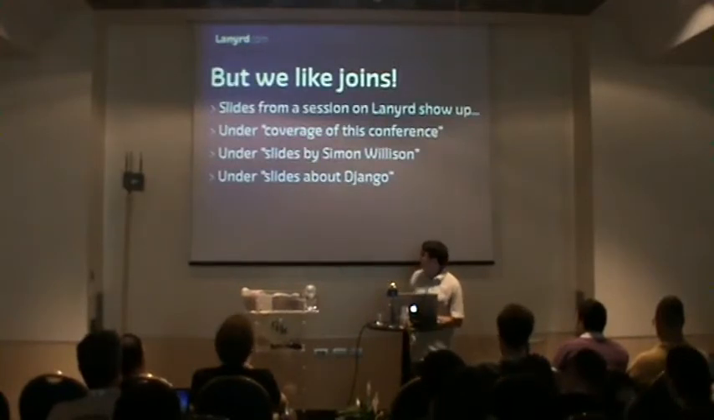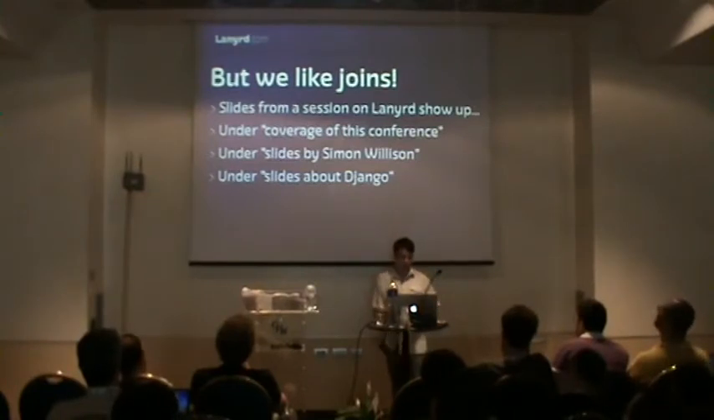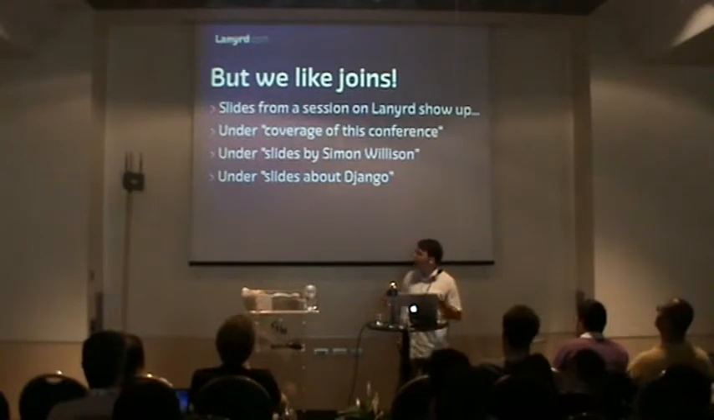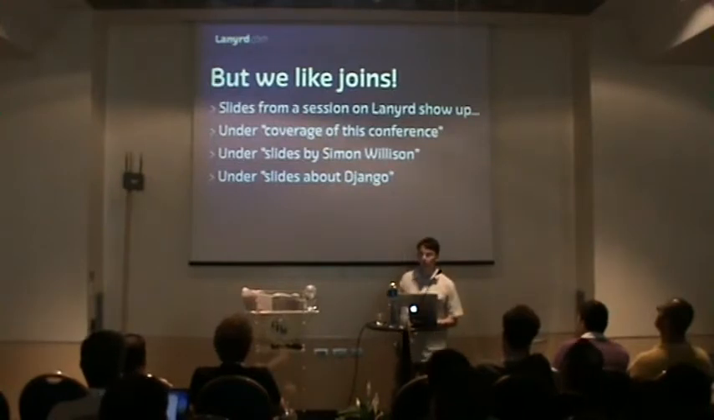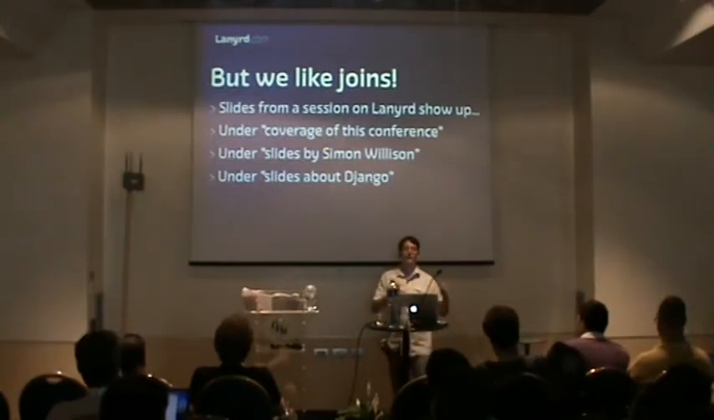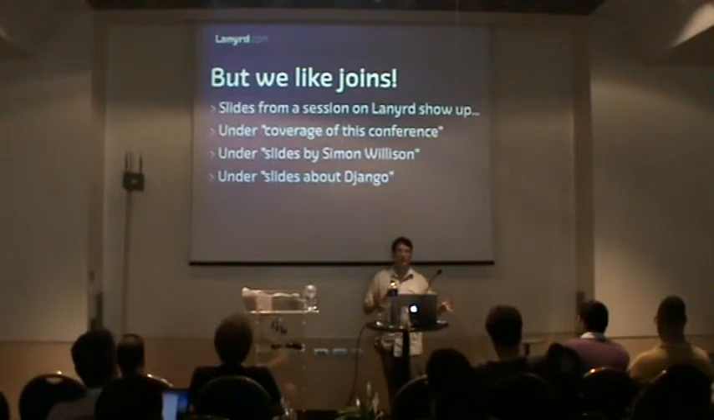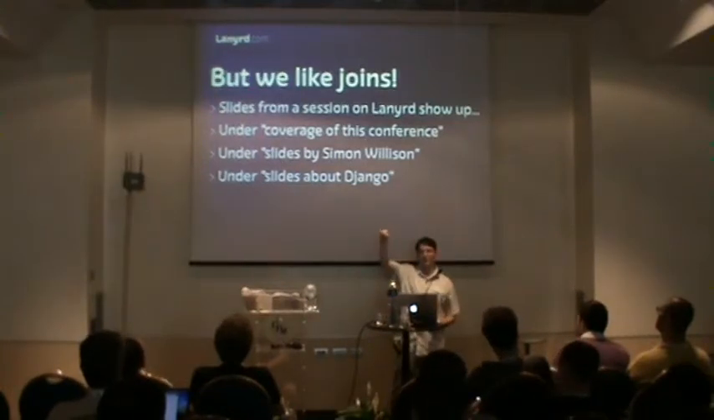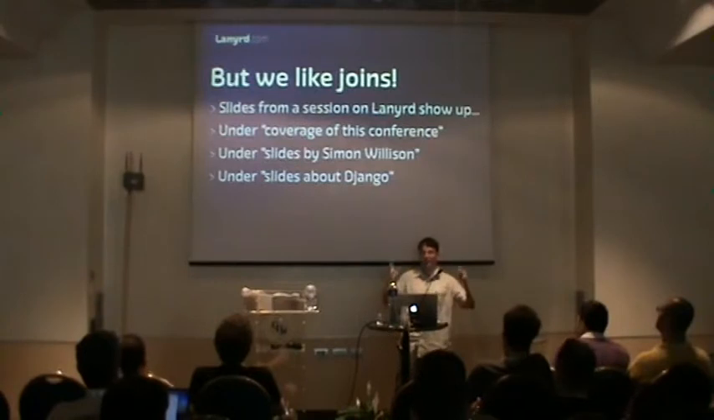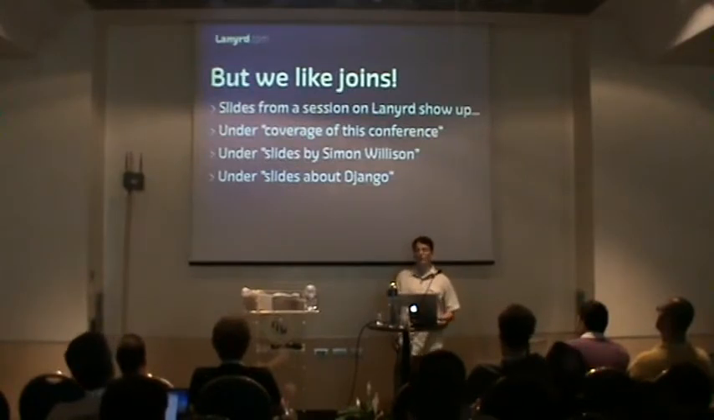Because, to be honest, we really like joins when we're doing stuff like Lanyard. Relational databases are a 40-year-old technology that's holding up pretty well today. A lot of the functionality that we have was really easy to build because we had databases and joins and we could do queries across things. So as an example, if you add some slides to a talk on Lanyard, they'll show up on that talk page and on the coverage from this conference page, and on the slides by Simon Willison page, and on the page about slides about Django, all of those different places.